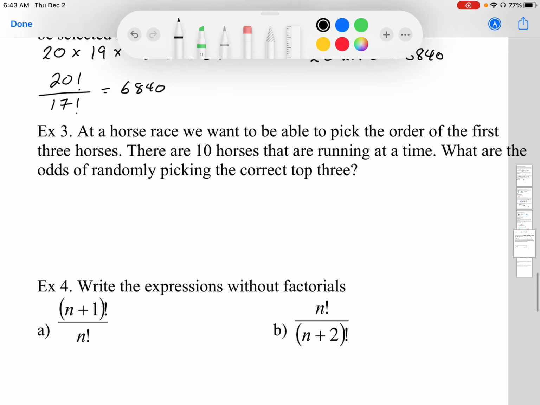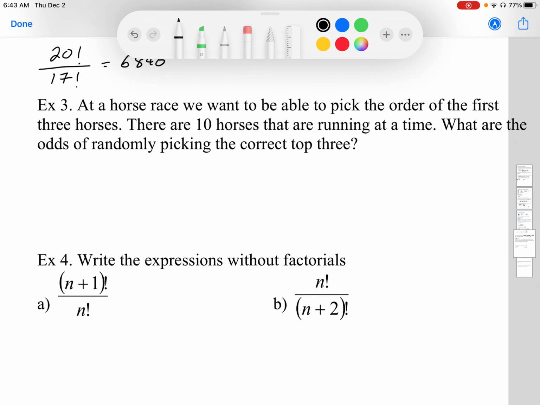So in example 3, it says a horse race, we want to be able to pick the order of the first 3 horses. So that's 10 horses running at a time. What are the odds of randomly picking the correct top 3? Well, there's only one way of doing it. So if we can calculate the number of combinations or permutations of the top 3 in order, so order matters, then we can work out the different possibilities.